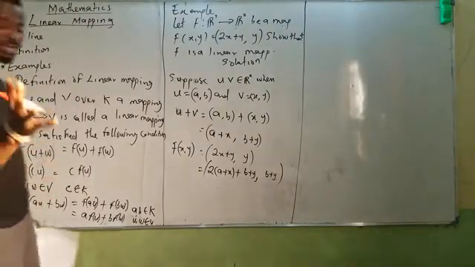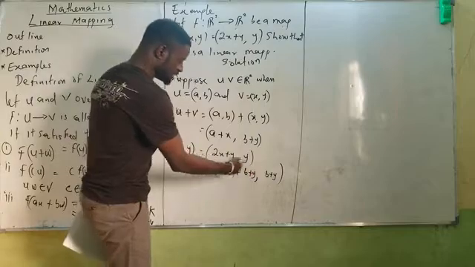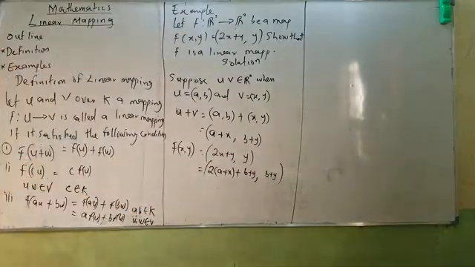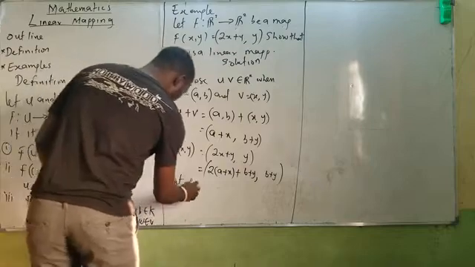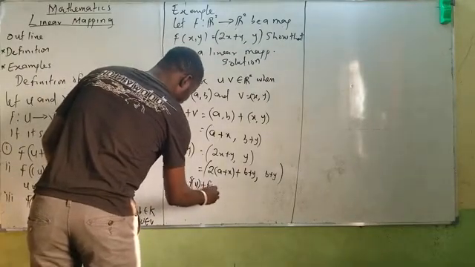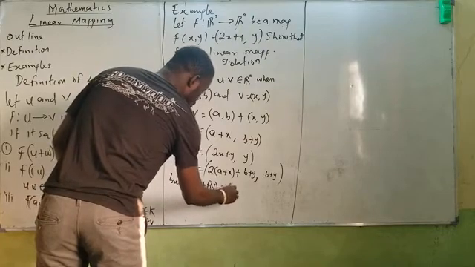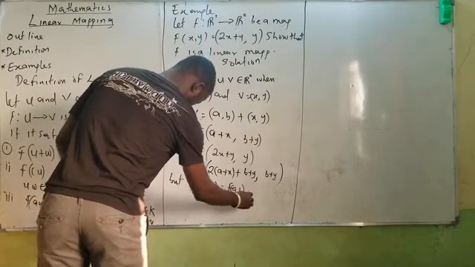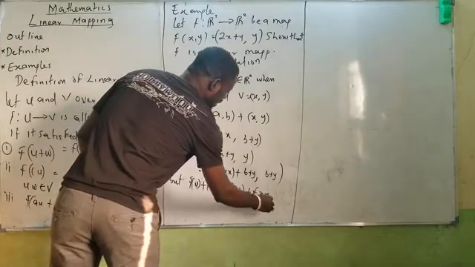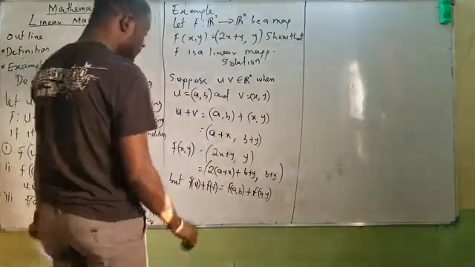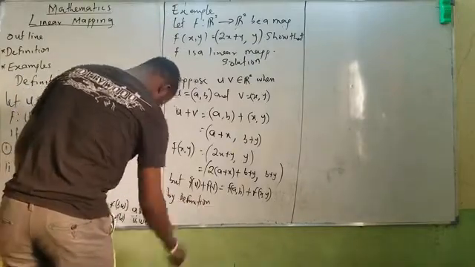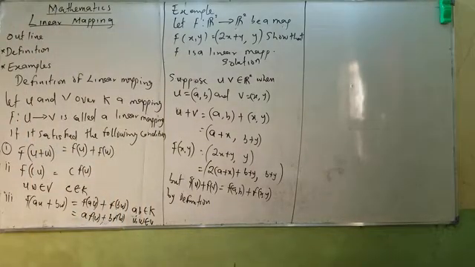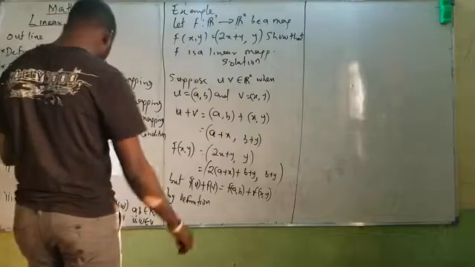Now, I'm trying to generate something very good for you, just walking along. Am I saying the right thing? I think yes, I'm doing the right thing. Now, my f of u plus f of v will be equal to f of (a, b) plus f of (x, y). Now that is by definition. What does the definition tell us? The definition comes back to where the question is.